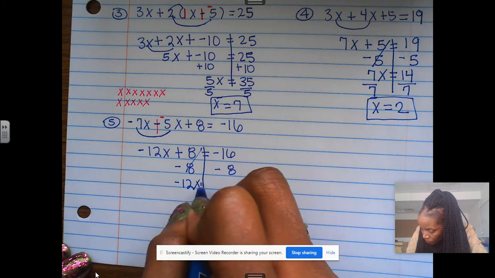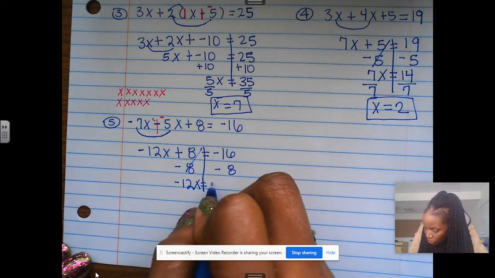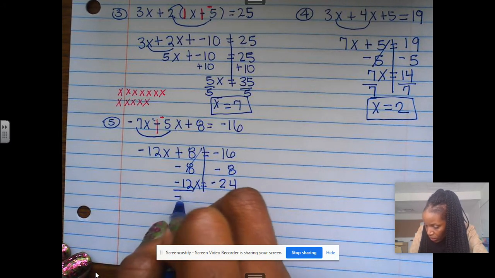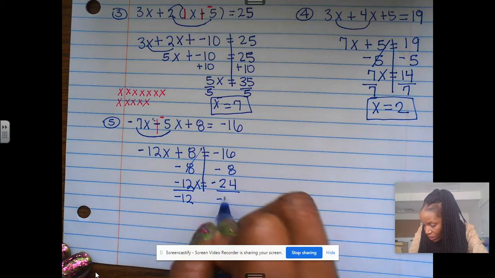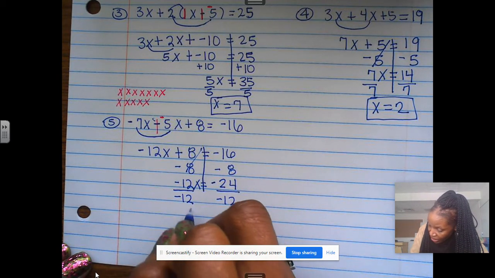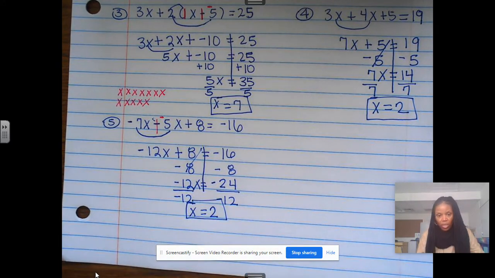Go away. Equals, again, just like up here, both of these are negative, so that's negative 24. And then I'm going to divide by negative 12, because you have to divide by whatever the sign is of the number. So this would be x equals negative divided by negative is a positive. All right. Now, this should be helpful to complete the rest of your two-step equations.